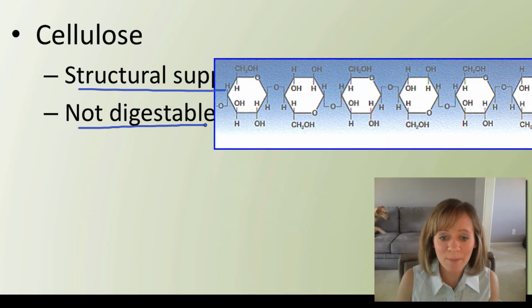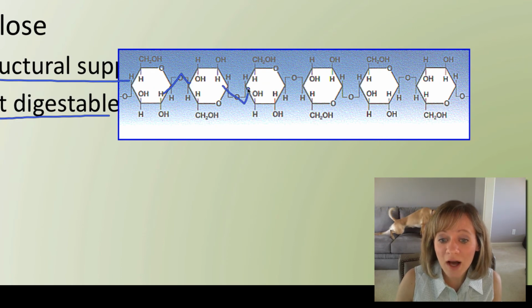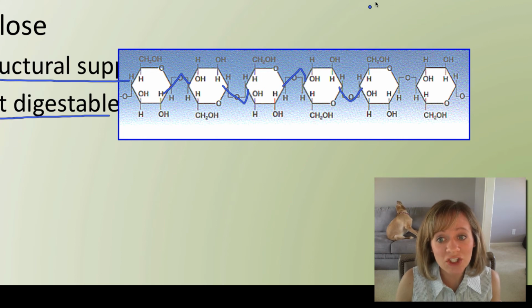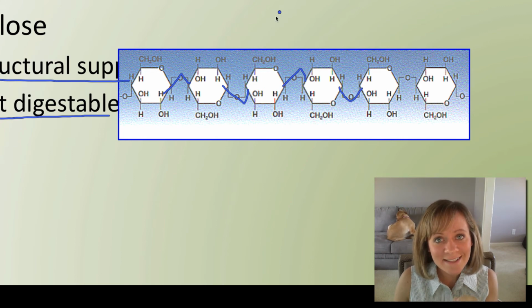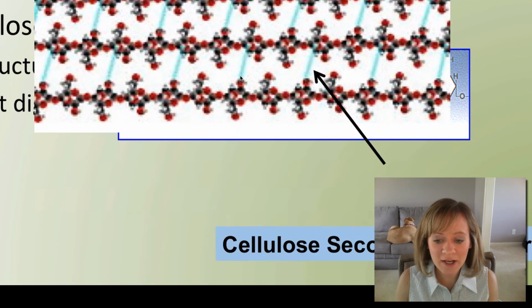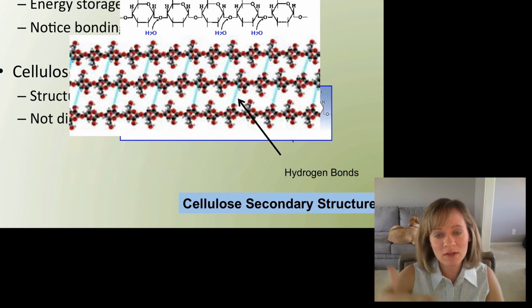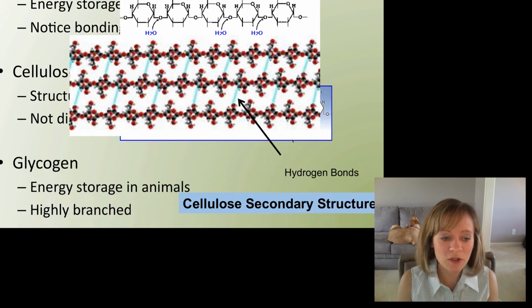So let's take a look at that bond. This bond's a little different. One oxygen goes up and the other oxygen goes down. So it's a little bit of a different orientation than starch. And it's this little tiny change that makes their function different. Very, very cool. And the last carbohydrate, this is the cellulose secondary structure, and they've got hydrogen bonds in there, okay? So we've got repeating units of cellulose, and that's also in your book.